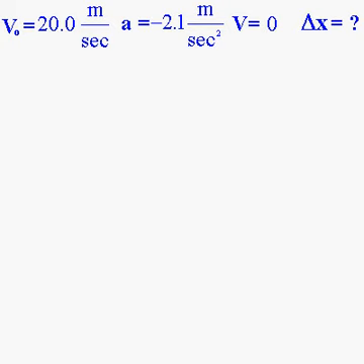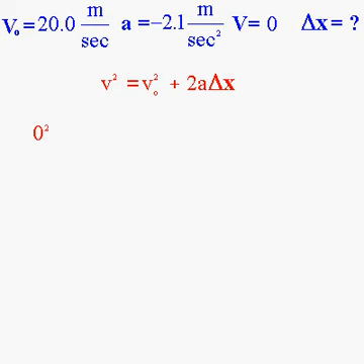If the velocity is positive, then the acceleration must be negative. The final velocity, of course, is 0 because we want the car to stop. And the question is, what's the displacement? Well, we can relate velocity, acceleration, and displacement through equation 215. V squared equals V naught squared plus 2a delta x.